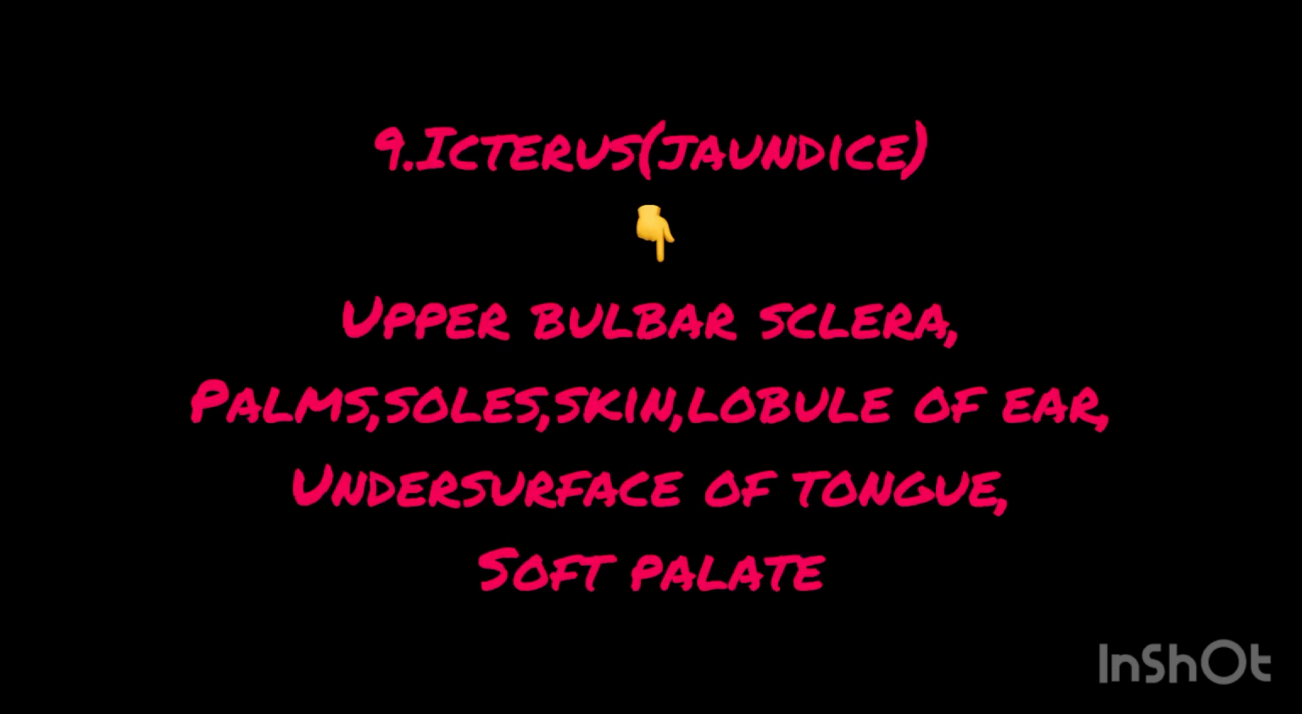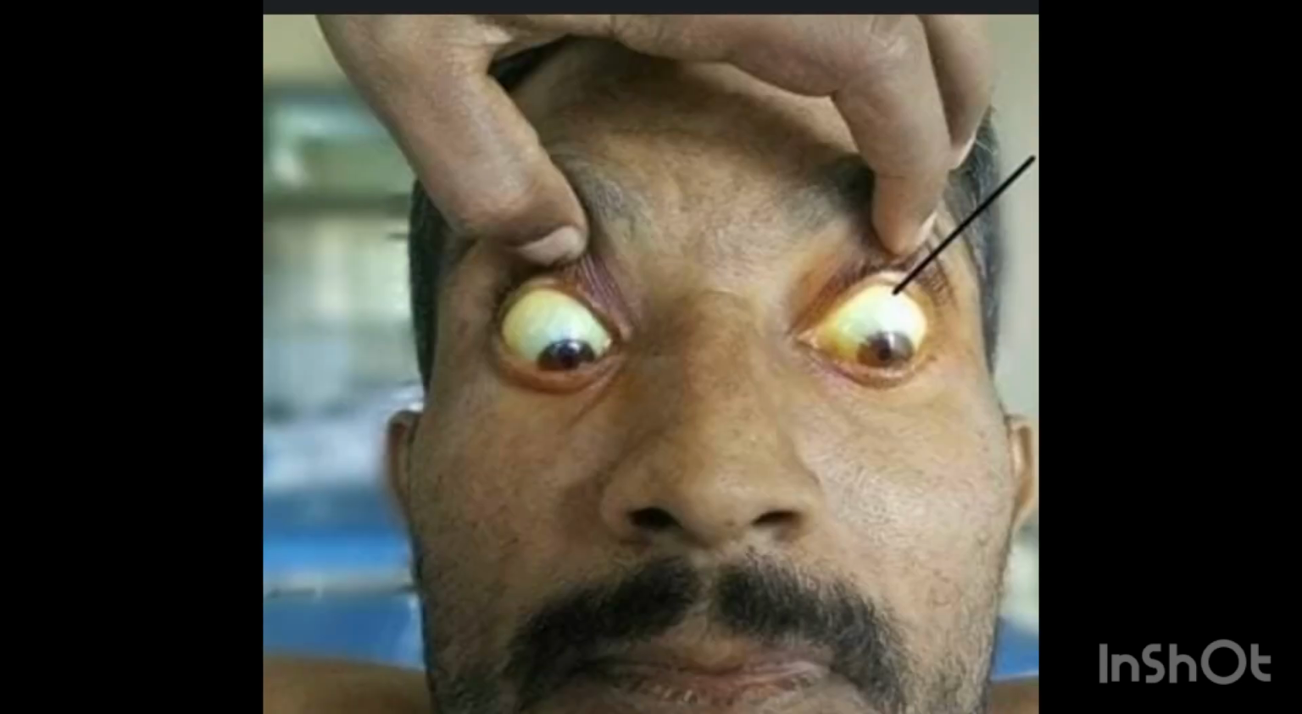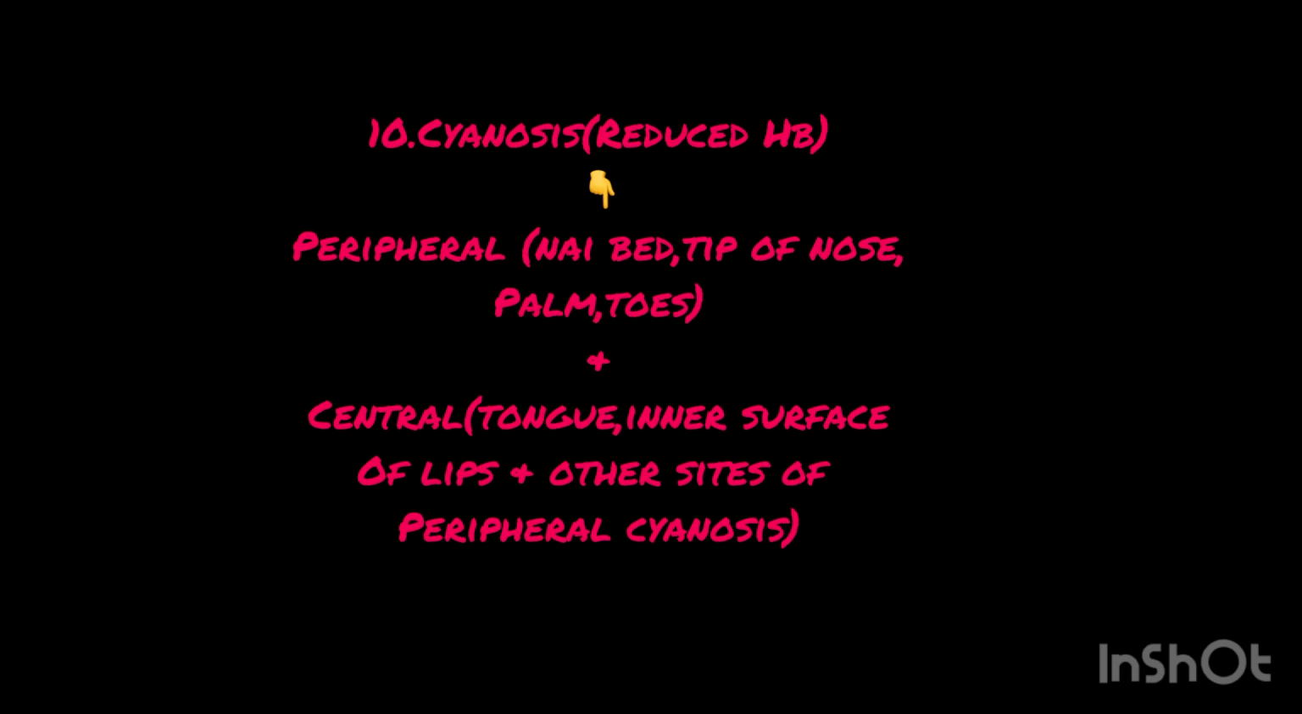Parameter 9 is icterus. To look for jaundice, you should check icterus in upper bulbar sclera and other body parts. So clinical jaundice happens when the bilirubin is more than 2 mg/dL. You can see upper bulbar sclera is checked. Number 10, cyanosis, bluish or purplish discoloration of skin or mucous membrane due to reduced hemoglobin more than 5 gram per deciliter. Peripheral cyanosis is due to oxygen desaturation in venocapillary area, seen in cold. Central cyanosis is seen in shunt abnormality of heart or in lungs due to oxygen desaturation in arterial blood.